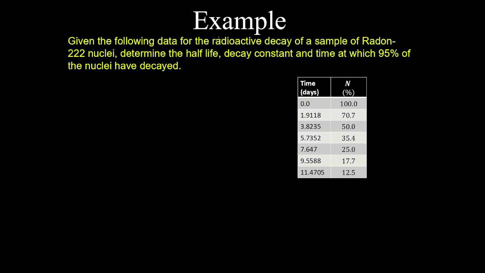Given the following data for the radioactive decay of a sample of radon-222 nuclei, determine the half-life, decay constant, and time at which 95% of the nuclei have decayed. Well, from the table, we can see that 50% of the nuclei have decayed after 3.82 days. So that's the half-life.